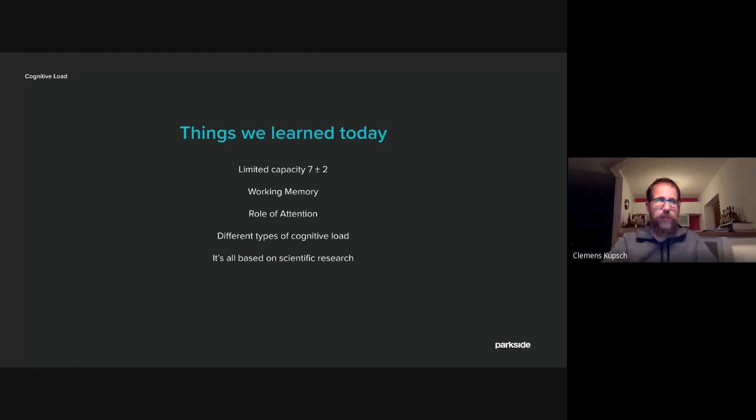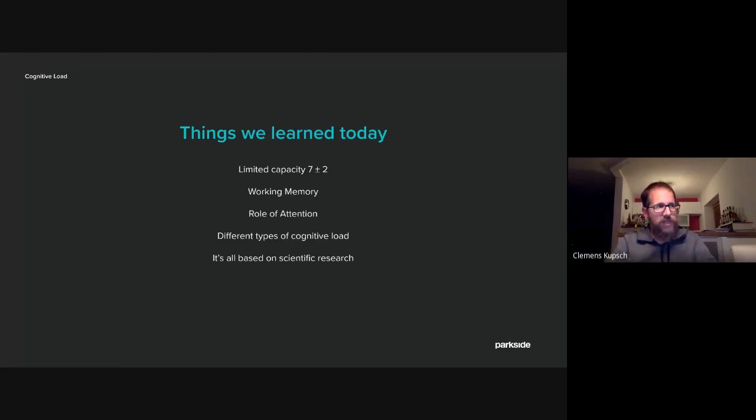We learned about working memory, that such a thing exists, or at least a concept of such a thing exists. We need to manipulate information in our brain, not only store it. We heard about the role of attention, that we easily get distracted, and that attention should be as focused as possible for our users so that they can fulfill the task or whatever we try to transport on our website, maybe information, maybe a task they should perform, whatever.